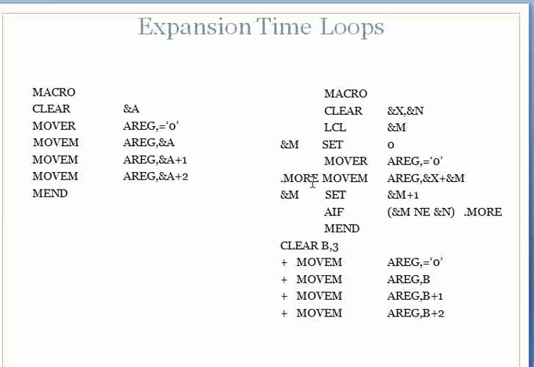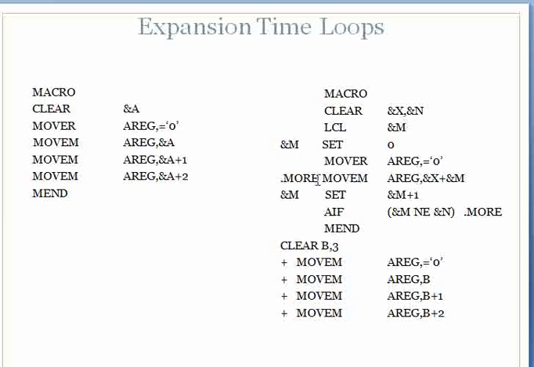Dot MORE is a sequencing symbol. Look at this one. This is a model statement, MOVEM A register, X, the memory word that I wish to clear, and I'm using the expansion time variable, whatever is its current value. Then I increment this expansion time variable by 1 using the SET statement, and I check whether that many memory locations are cleared as required. If it is not the case, then I will go to the line where the sequencing symbol appears as a label. So I go to dot MORE and I will clear the next memory location. Once this condition becomes false, we'll go to the first statement following MEND.